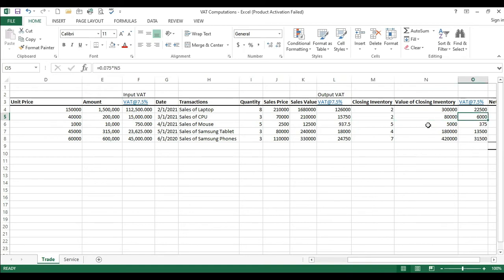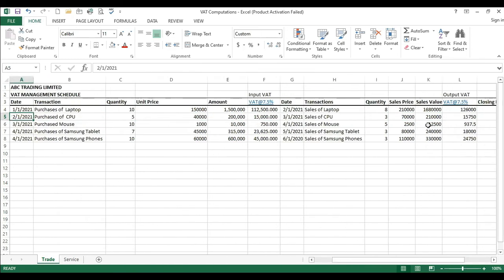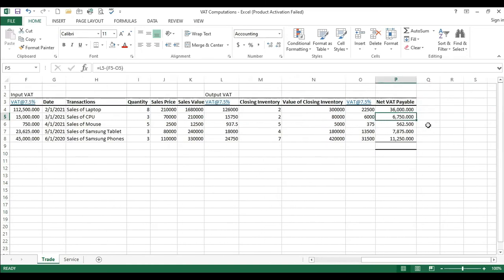Then we calculate the VAT on the closing inventory, adjust the closing inventory VAT from the input VAT, then find the difference between the input and output VAT, and your net result. You get this for all your goods. You are going to get this figure like this. Then you do your casting. You cast what you're going to pay to the government, and this is what you pay monthly to the government. Okay, this is it.